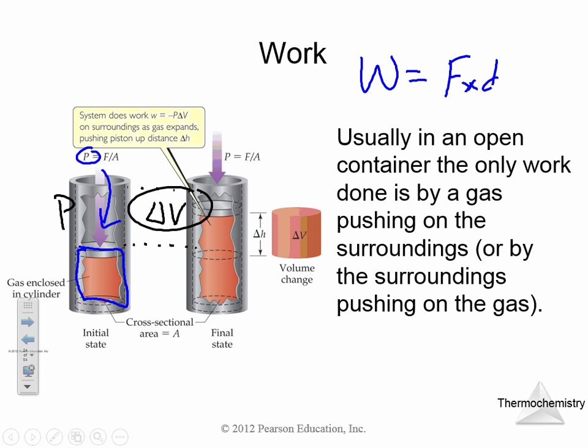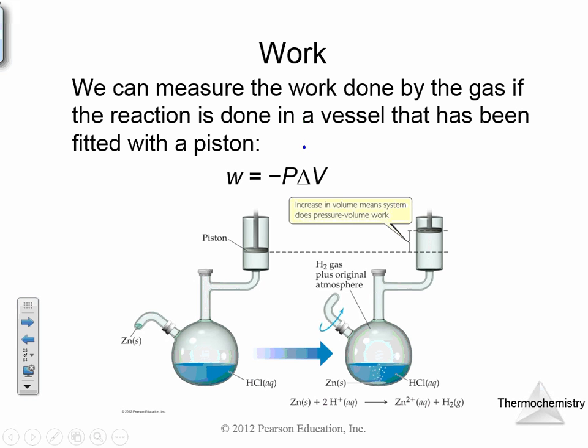So when we're talking about a gas or the surroundings pushing down on a gas, I'm doing work through pressure and volume. So we can say the measure of work done by a gas in a vessel is work equals negative P times the change in volume. Now, we had work is force times distance. However, we can also write work as negative P times change in V.